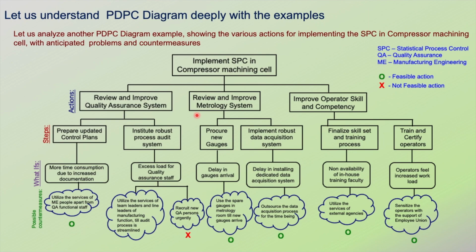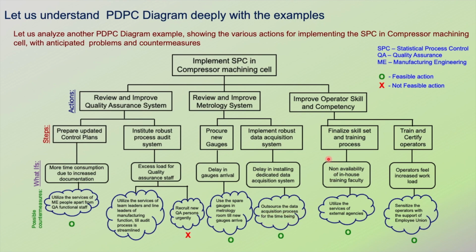Similarly, review and improve metrology system action. Two steps are there. Procure new gauges, implement robust data acquisition system. So what can go wrong in procuring new gauges? Delay in arrival of gauges. So what could be the countermeasure? Use spare gauges in metrology room till new gauges are arriving. Similarly, implementing robust data acquisition system. What could be the anticipated problem? Delaying installing dedicated data acquisition system. So what could be the countermeasure which is possible? Outsource the data acquisition process for the time being.